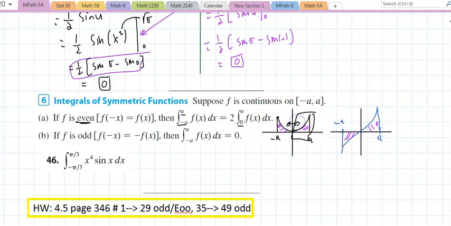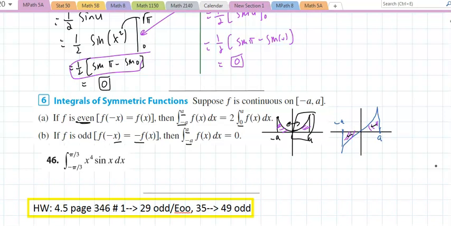Since those are the same. And if f of x is odd, you integrate, again, the key is from negative a to a. The integral, isn't this going to be negative and this going to be positive, and they're going to equal each other, and that's going to cancel out?